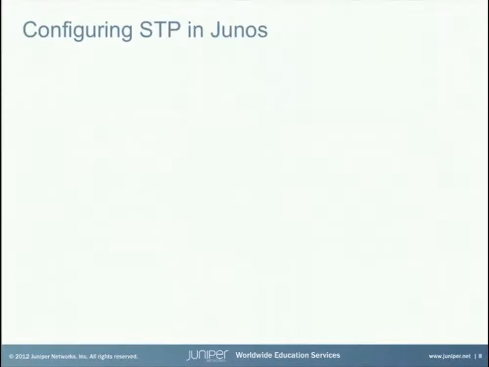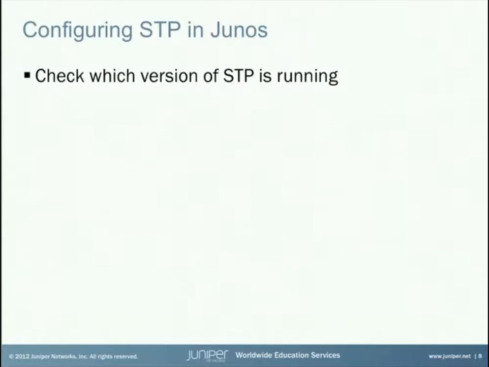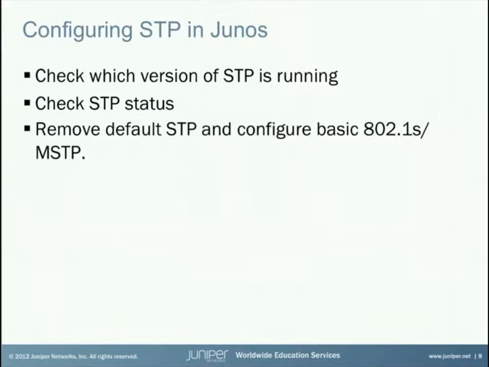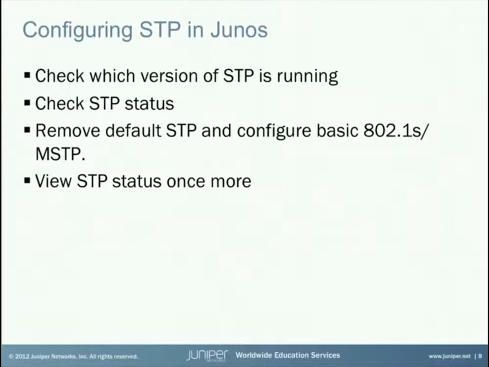802.1s. So what we're now going to do is have a quick demonstration on how to configure and monitor spanning tree protocol within Junos. The first thing we'll do is check which version of the spanning tree protocol is running. We're going to check the status of it. Then we're going to remove whatever the default spanning tree protocol is, and then configure 802.1s multiple spanning tree instead. Then we'll look at the status once more to see how the output differs.